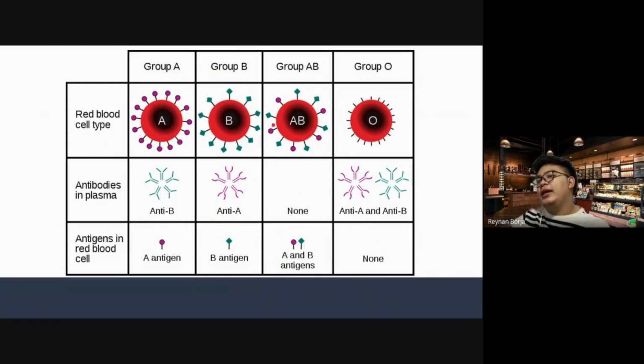Tama? Sa blood group AB naman, there is both A and B antigens, but there is no antibodies present in the plasma. Okay? So, si blood group O naman has anti-A, anti-B antibodies, but there is no antigen present. Either si RHD antigen lang, kung positive. Okay? I'm just talking about ABO system here.